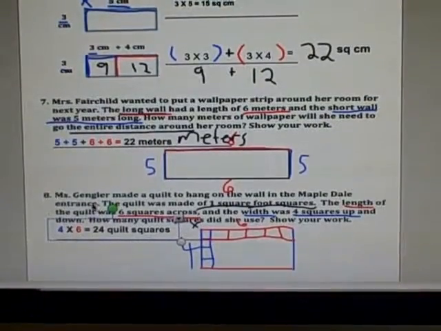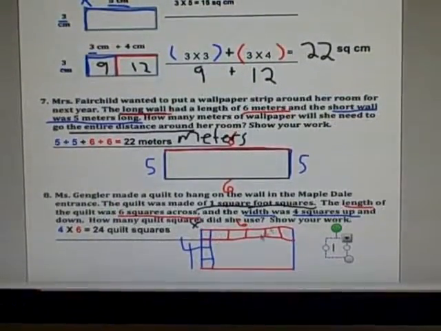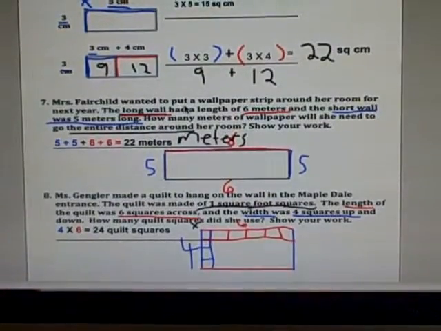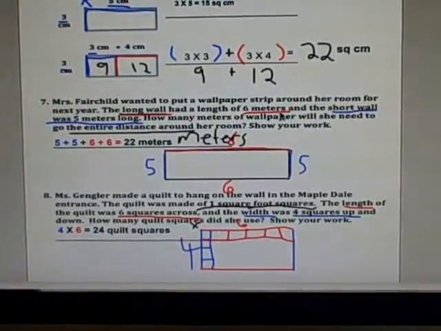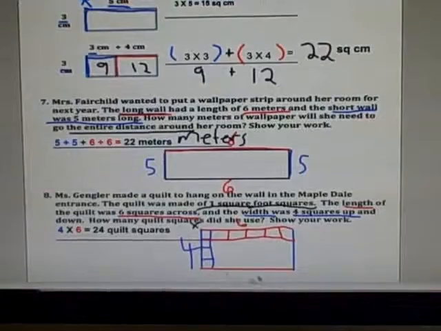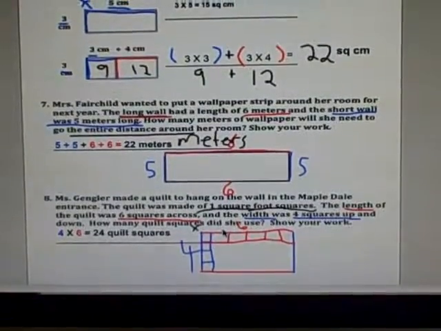Learn your facts, boys and girls, and you'll do great on any area problems. Okay, the key to this whole thing for these story problems, number 1, identify the important information by underlining or highlighting. And number 2, it's always good to draw a picture. Even us teachers do that. I hope these help.